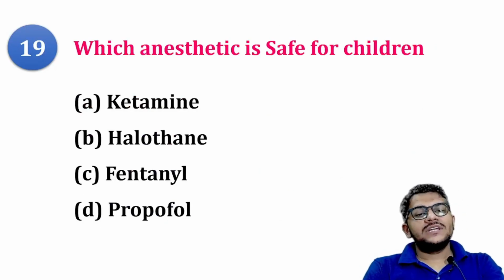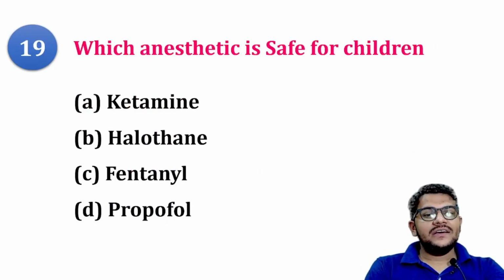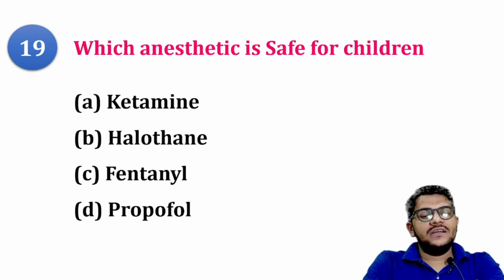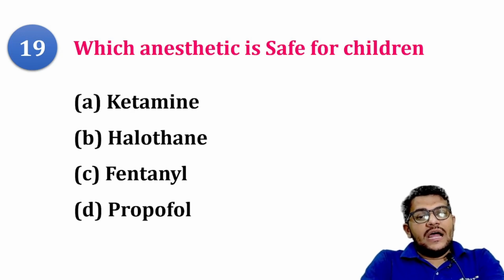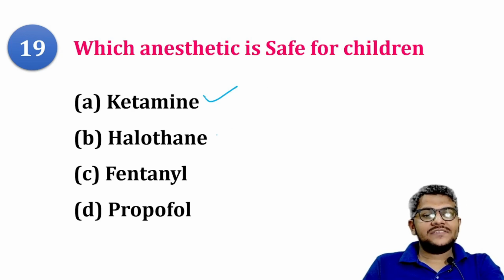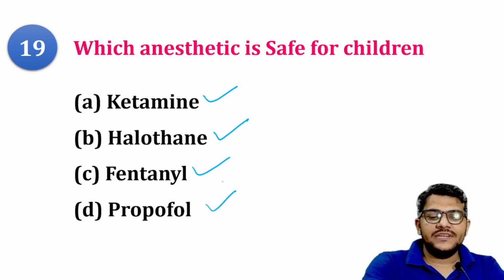So next question: which anesthetic is safe for children? You just have to find out which anesthetic agent is used as the safest in children. So we have ketamine. Next we have halothane, that is inhalational. Fentanyl, that is an opioid, and propofol, that is again an anesthetic agent.